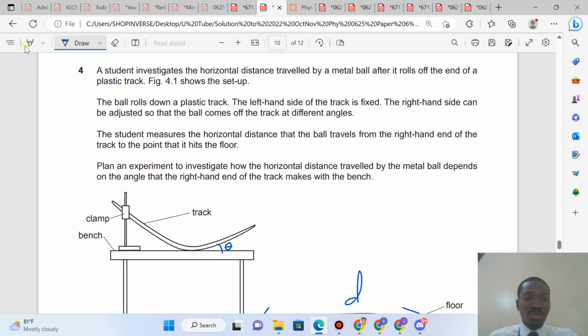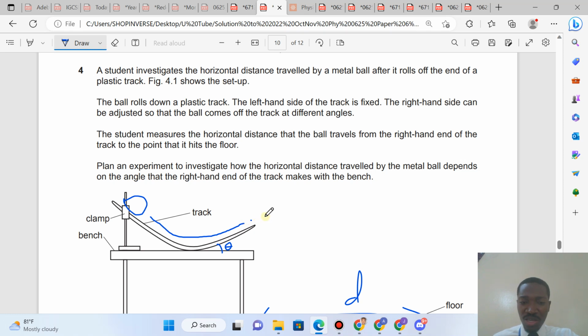Let's go. A student investigates the horizontal distance traveled by a metal ball after it rolls off the end of a plastic track. This is the plastic track. So a metal ball would be placed here, and then it will roll down this track, and here it will jump off.